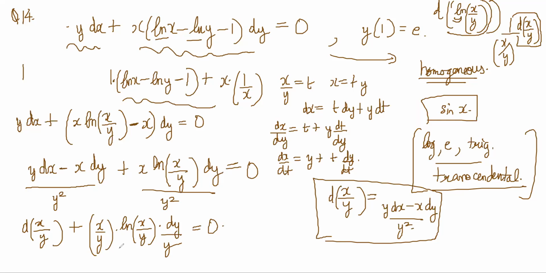So x by y is equal to t, then this becomes dt plus t times ln t dy by y. Dy by y, what do I do for that? So dy by y is coming here, but nothing very easy is coming. Okay, maybe on the next page I'll try it again. I think we are missing something.